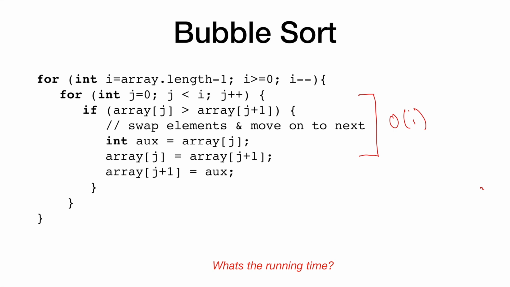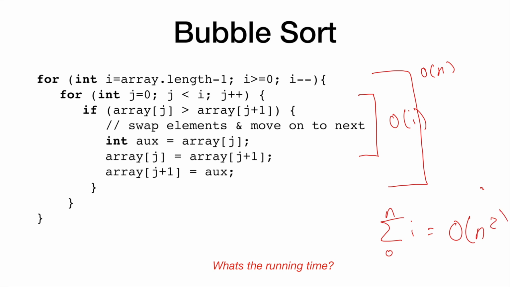And we know that this outer guy runs O of n times. So that leaves us with our good friend, the sum of I from 0 to n, which is O of n squared. Right. And this is the worst case running time.